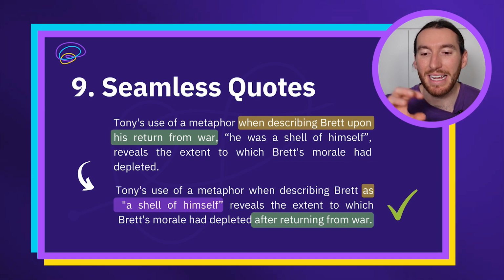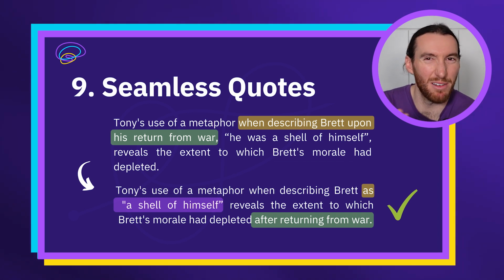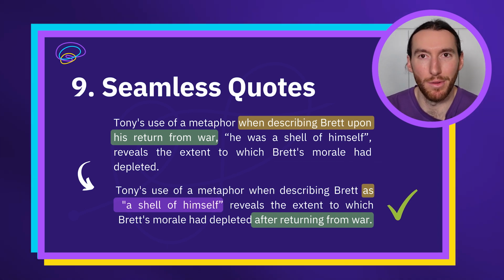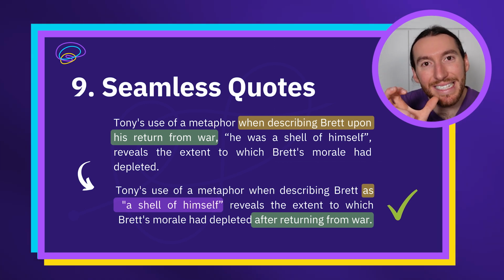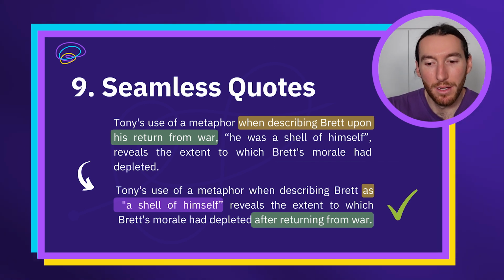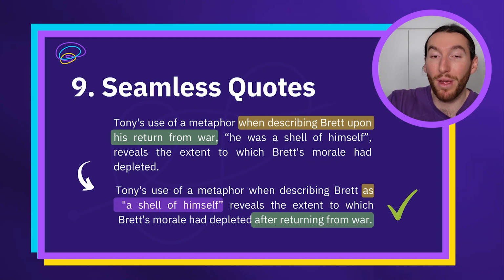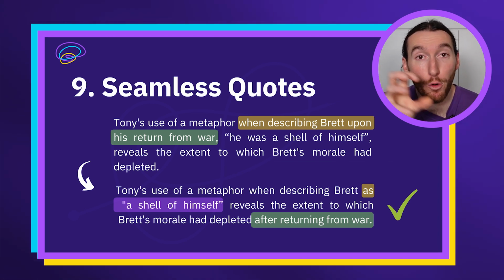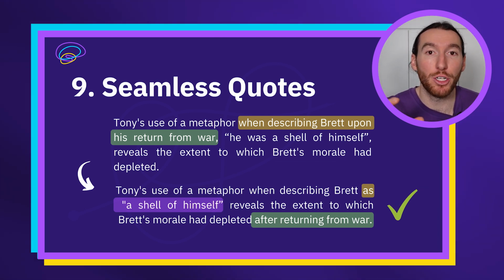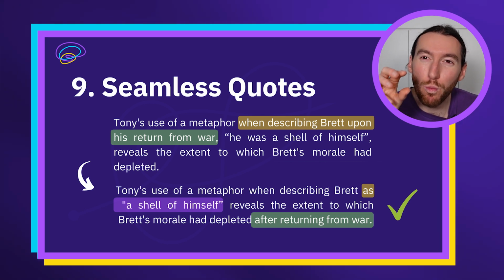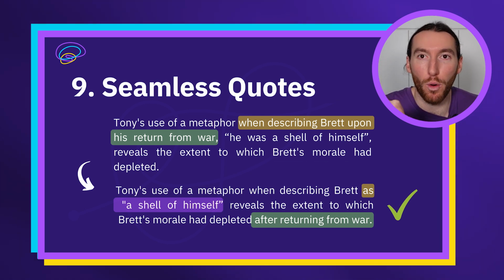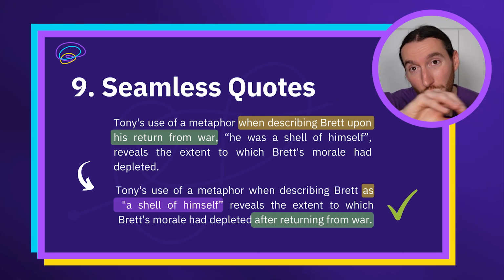So instead of saying he was, notice how he was, is that really an important part of the quote, he was? No. The important part is that he's a shell of himself. So cut it down to its bare minimum, right? And then it's more adaptable, because then it was easy to say, oh, Tony's use of a metaphor when describing Brett as. The word as before the quote was really important. So make sure you are looking at what word you have used right before the quote. That's just as important for ensuring the flow.